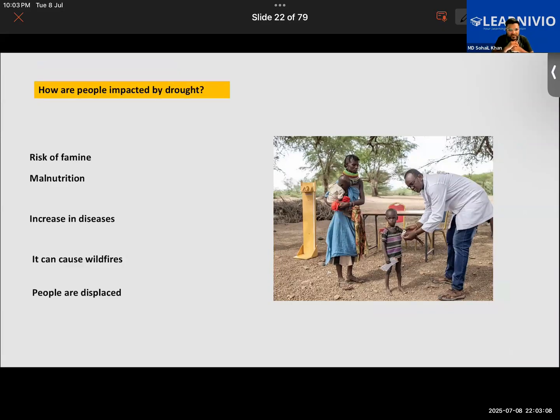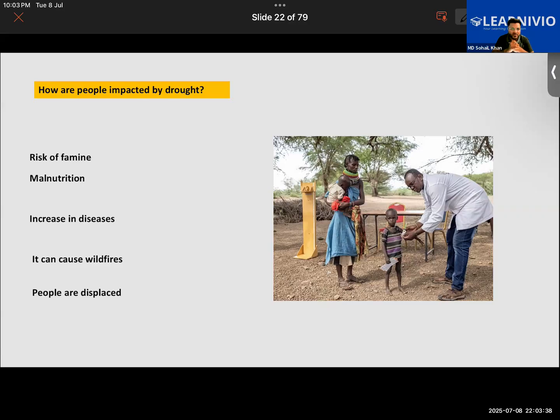Then how are people impacted by the drought? If you have ever watched documentaries of people living in a drought, they are living in such a bad state. We people living in areas where we have access to enough water don't even think before wasting water. We don't consider water a precious resource. But for the people who are living in desert areas, water is the most precious resource. Getting it?